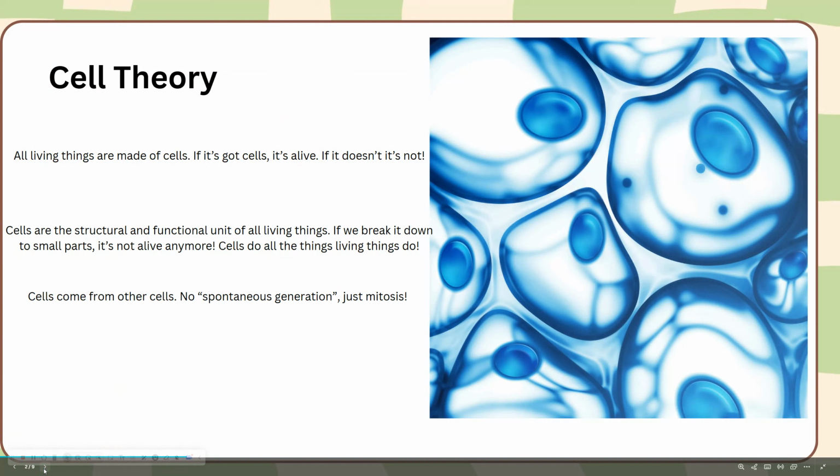What that means is that if we break cells into their smaller parts, it's not alive. It doesn't do the things that living things do, like reproduce and develop and have a metabolism. So that cell is the smallest functional unit of life. And then last but not least, cells come from other cells. There's no spontaneous generation. They don't poof into existence. It's really just mitosis or meiosis, this process of cells reproducing to make more cells.